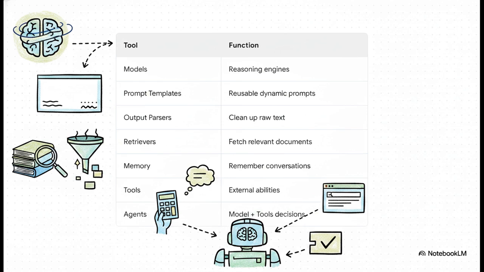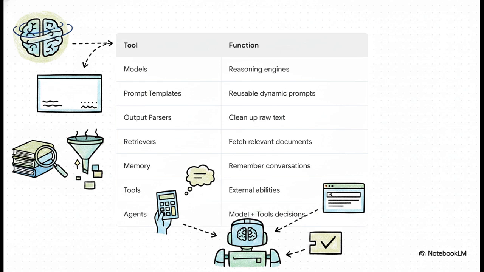Moving down the list, we see retrievers. Think of them as your application's personal librarian. They fetch relevant documents from your database to give your AI reliable, grounded knowledge. Next is memory. Out of the box, AI has total amnesia. Memory components allow your app to remember previous turns in a conversation.